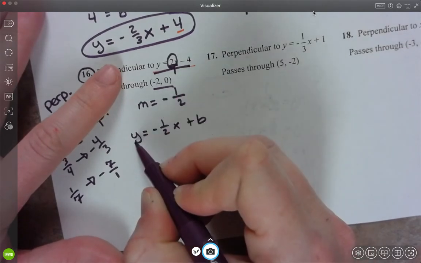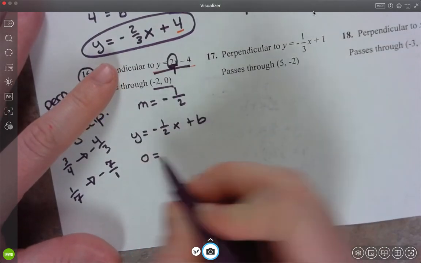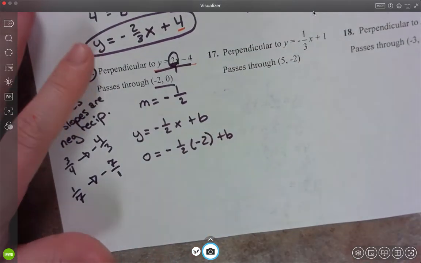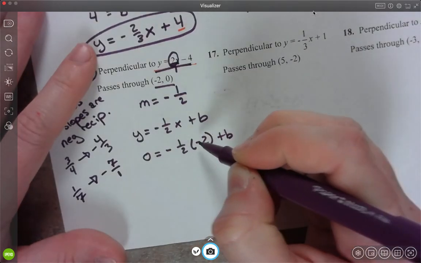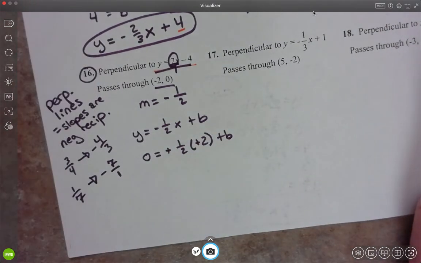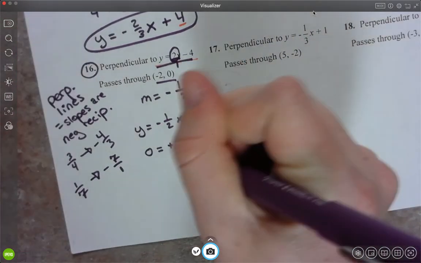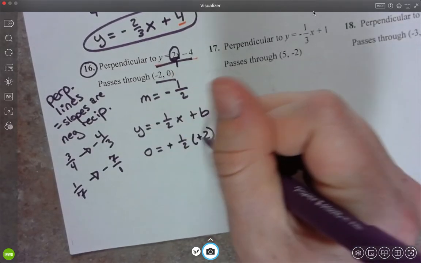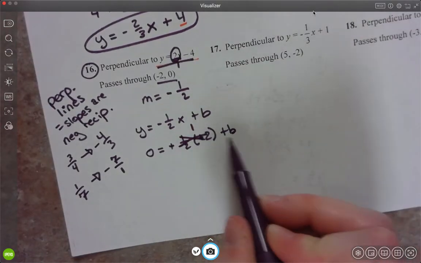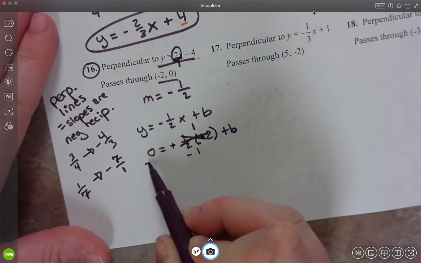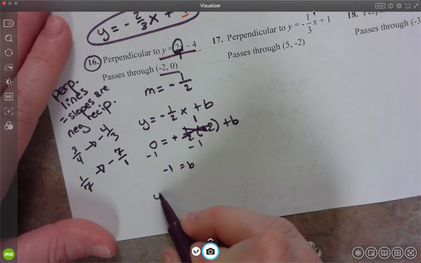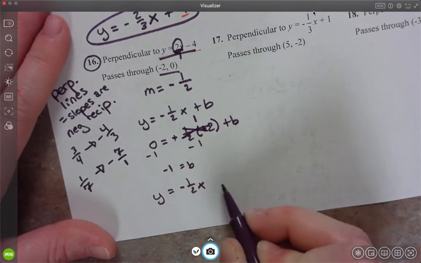Make sure you put those in the right spots, otherwise you're going to get a wrong answer. Negative 1/2 times negative 2 plus b. Okay, now, what is negative 1/2 times negative 2? Well, I know the two negatives are going to become positive. So what's half of 2? Well, just think about what is half of 2, right? Anytime you have a fraction, those two are reciprocals of one another, so they're going to cancel out and they're going to become 1. Half of 2 is 1. And so then to get b by itself, I'm going to subtract that 1 over. So b is going to be negative 1. Okay? So then I have y equals negative 1/2 x minus 1, or plus a negative 1, you can write it as.